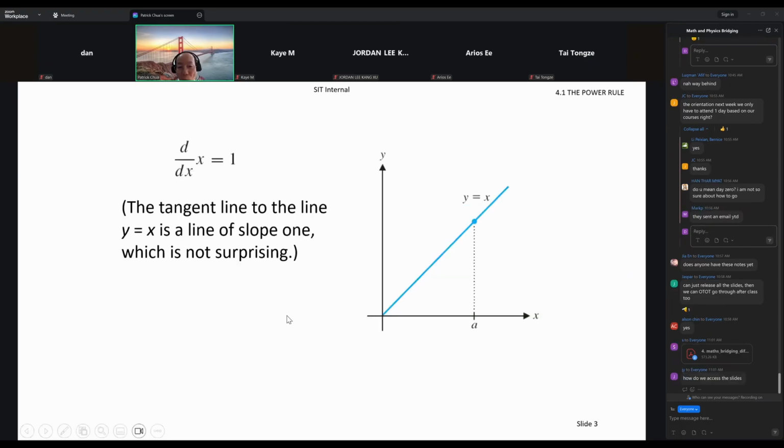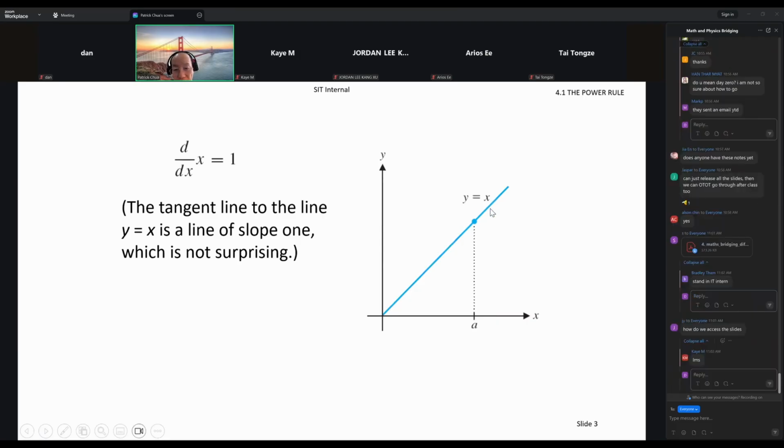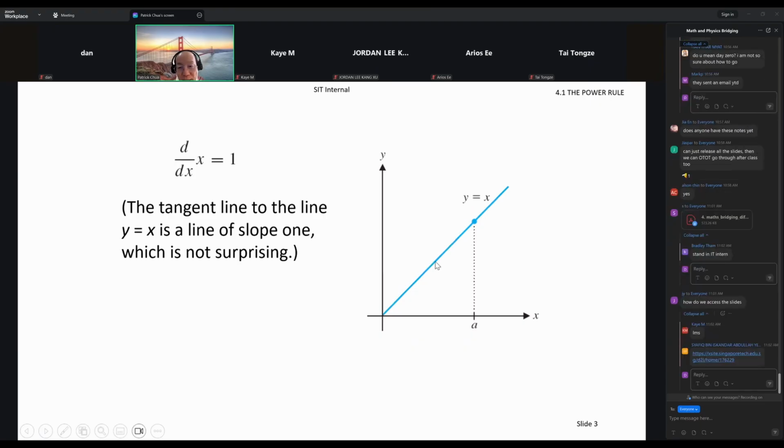Now, you have another plot of y versus x. This time, it's a straight line starting from the origin all the way up, such that your plot is y is equal to x. In other words, if the x value is 1, the y value is also 1. If the x value is 5, the y value is also 5. So the equation of this straight line is y is equal to x. Whatever the x value is, so will be the y value.